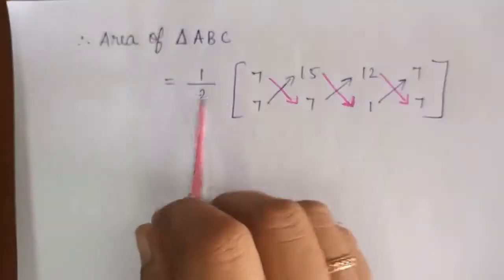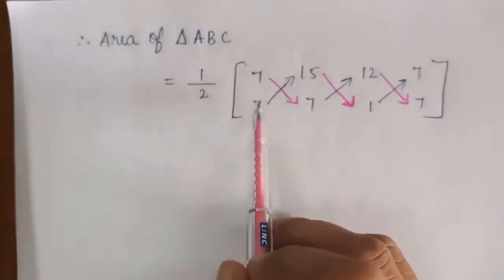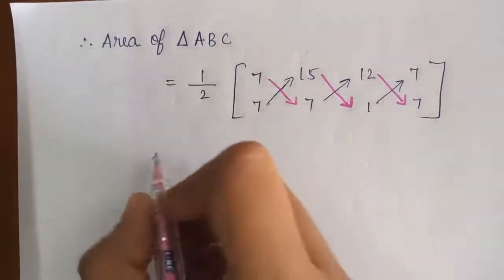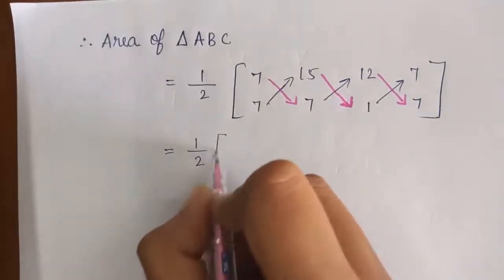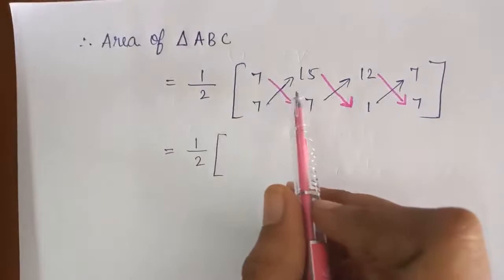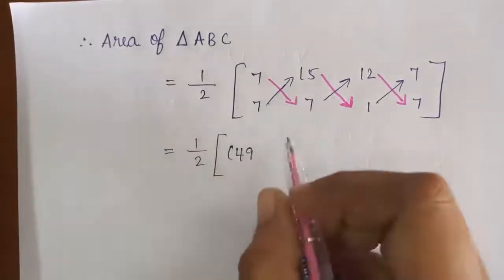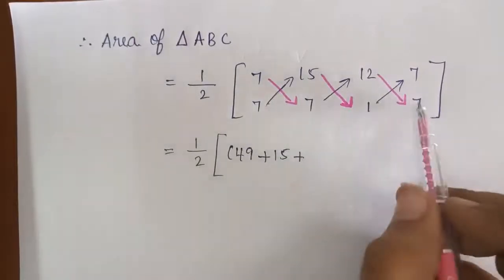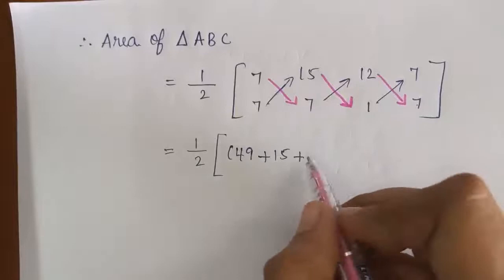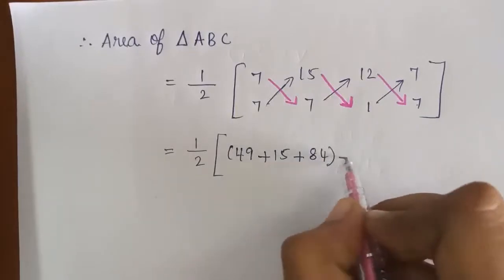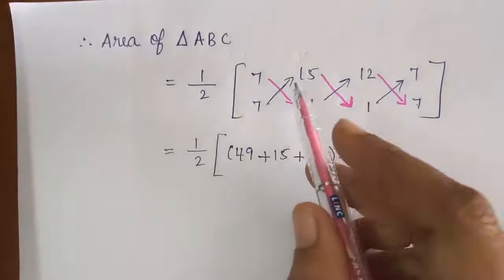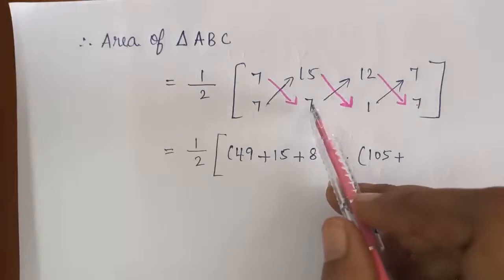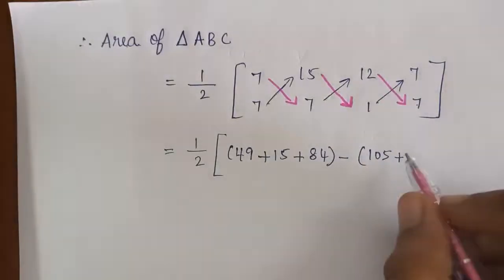Area of triangle ABC is equal to 1 by 2 into x1 y1, x2 y2, x3 y3, then again x1 y1, which is equal to 1 by 2 into 7 sevens are 49, plus 15 into 1 is 15, plus 12 into 7 is 84, minus 7 into 15 is 105, plus 7 into 12. 7 into 12 is 84.